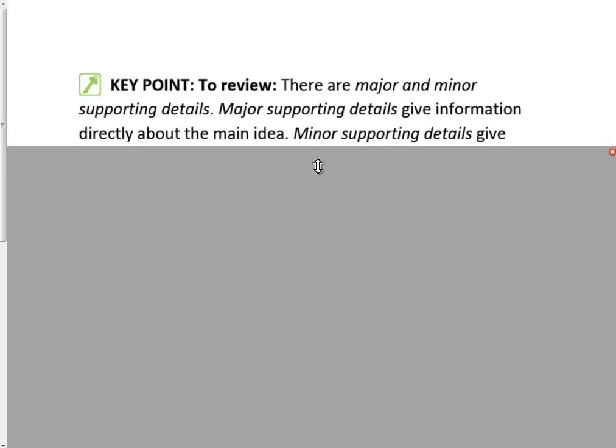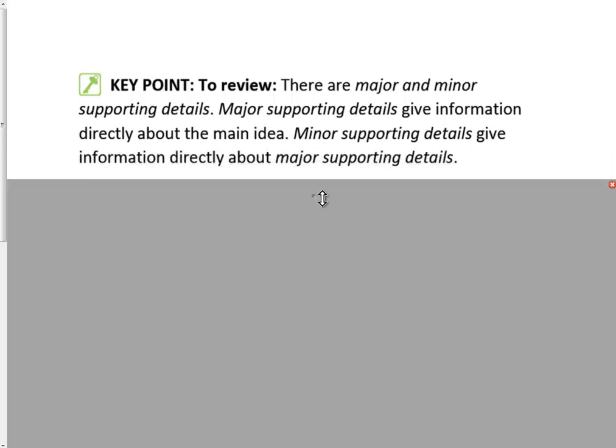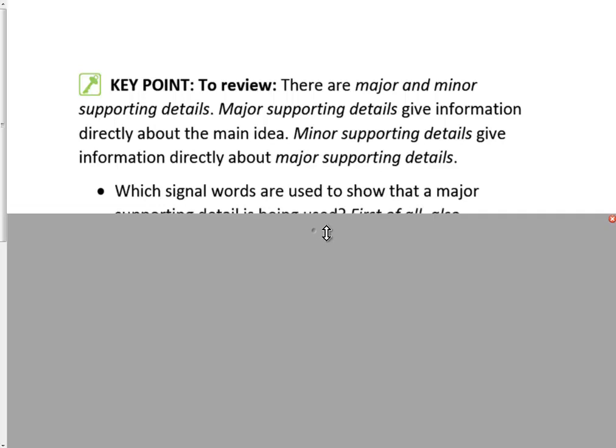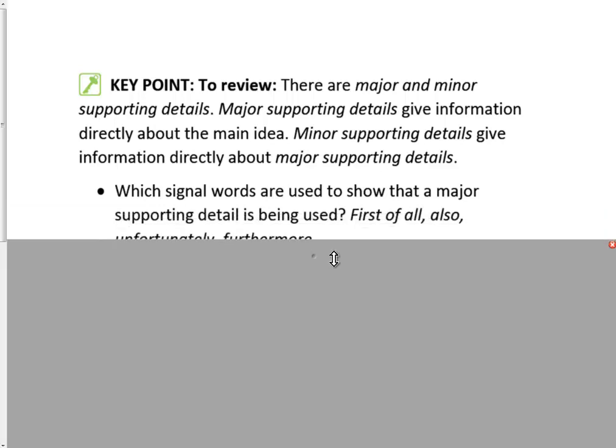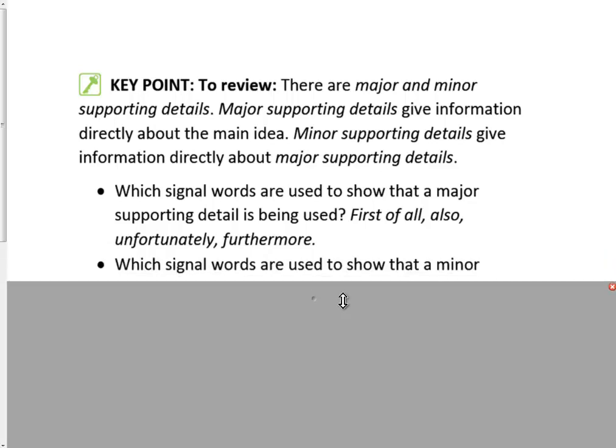Well, in review, there are major and minor supporting details. Major supporting details give information directly about the main idea, and minor supporting details give information directly about the major supporting details. Now, which signal words are used to show that a major supporting detail is being used? First of all, also, unfortunately, furthermore, and there are many, many more. These are just a couple.